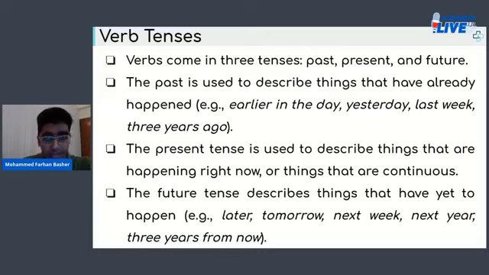Now, the present tense is used to describe things that are happening right now, or things that are continuous, or things that happen every now and then, right? Such as, for example, if I say that I am discussing verb tenses. If I say right now that I am discussing verb tenses. So here, this sentence that I'm discussing verb tenses is in the present continuous tense. And it tells you exactly what I am doing.